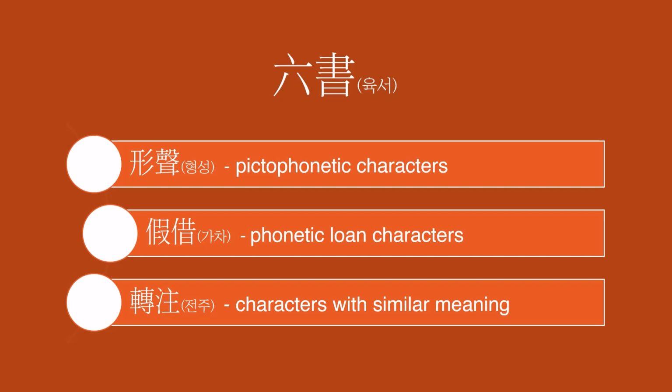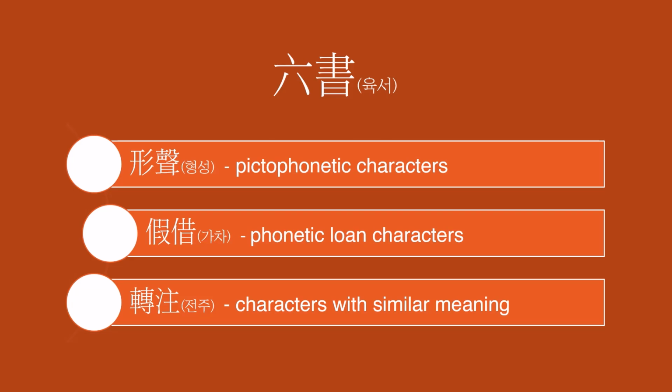They are mainly composed of 2 parts, a semantic component which tells its meaning, and a phonetic component which gives us a hint on its pronunciation. Kacha, or phonetic loan characters, are created when a character that has a similar sound will be borrowed and used to represent a word that still doesn't have any character at all. Lastly, Chonju is when 2 characters that have the same radical, exact, or similar meaning and pronunciation can be used to define each other, or is the process of making one character to clearly differentiate the related meanings of one character.